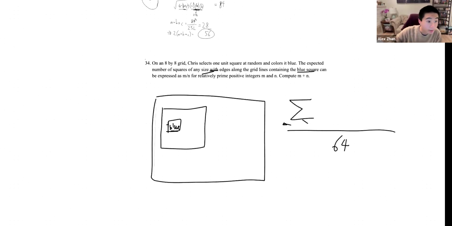Okay, so let's continue where we left off. The two objects we're going to count are the small blue square and the large black square, or just the larger square containing this blue square.